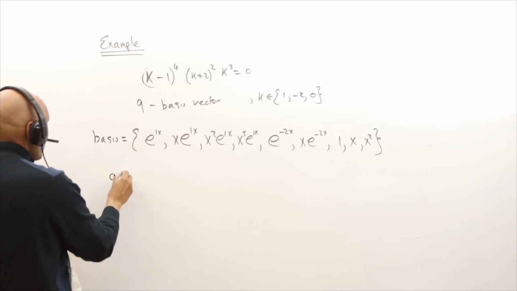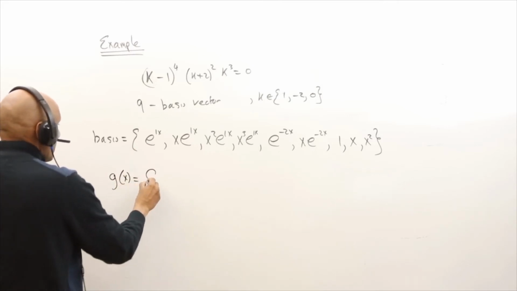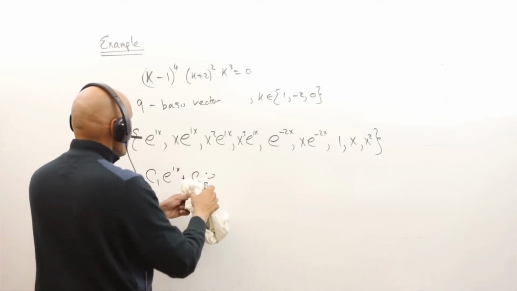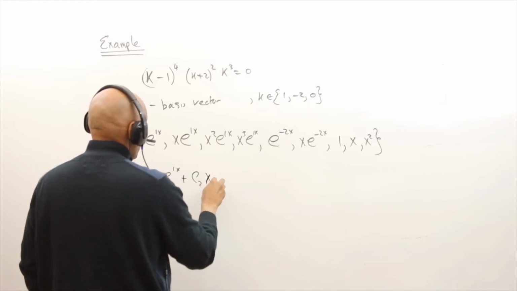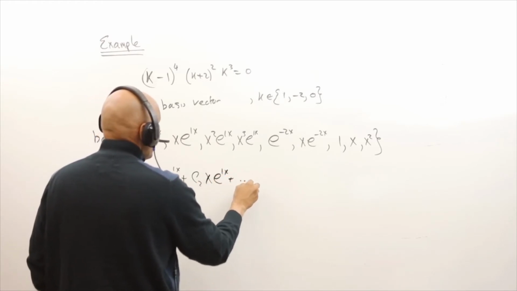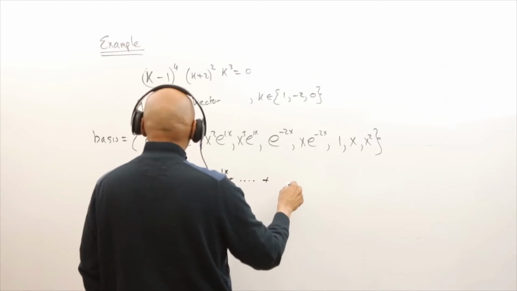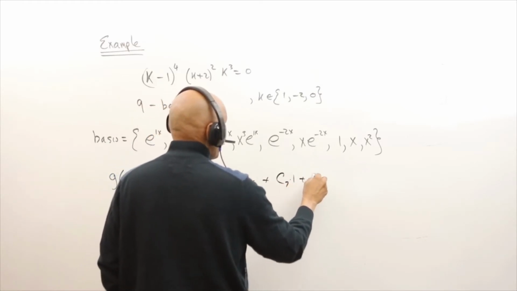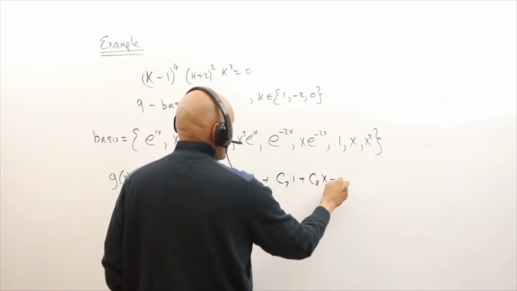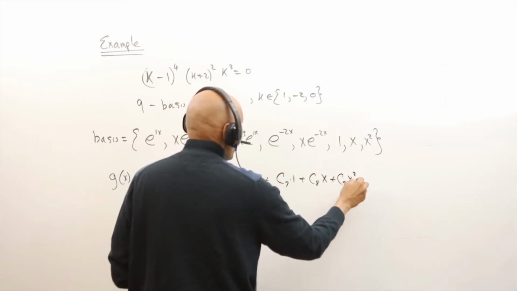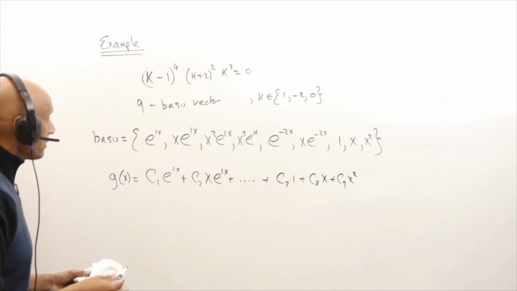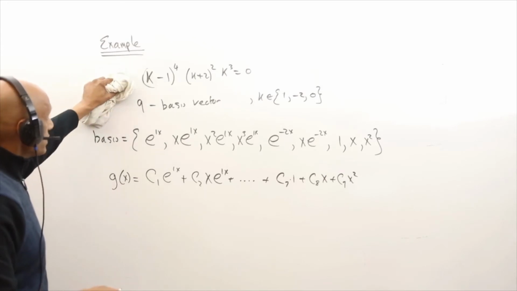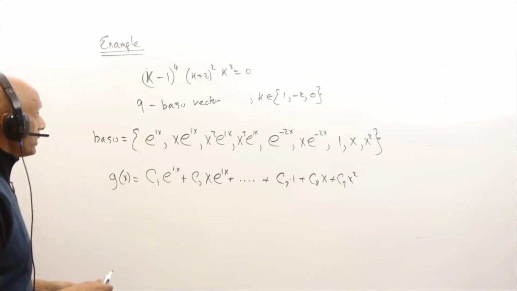So g at x is some constant times e to the 1x plus a constant times x e to the 1x, dot, dot, dot, all the way up to some constant called C7 times 1 plus C8 times x plus C9 times x squared. So this is a general solution for the differential equation that's associated with this characteristic equation that we factorized as k minus 1 to the 4th.